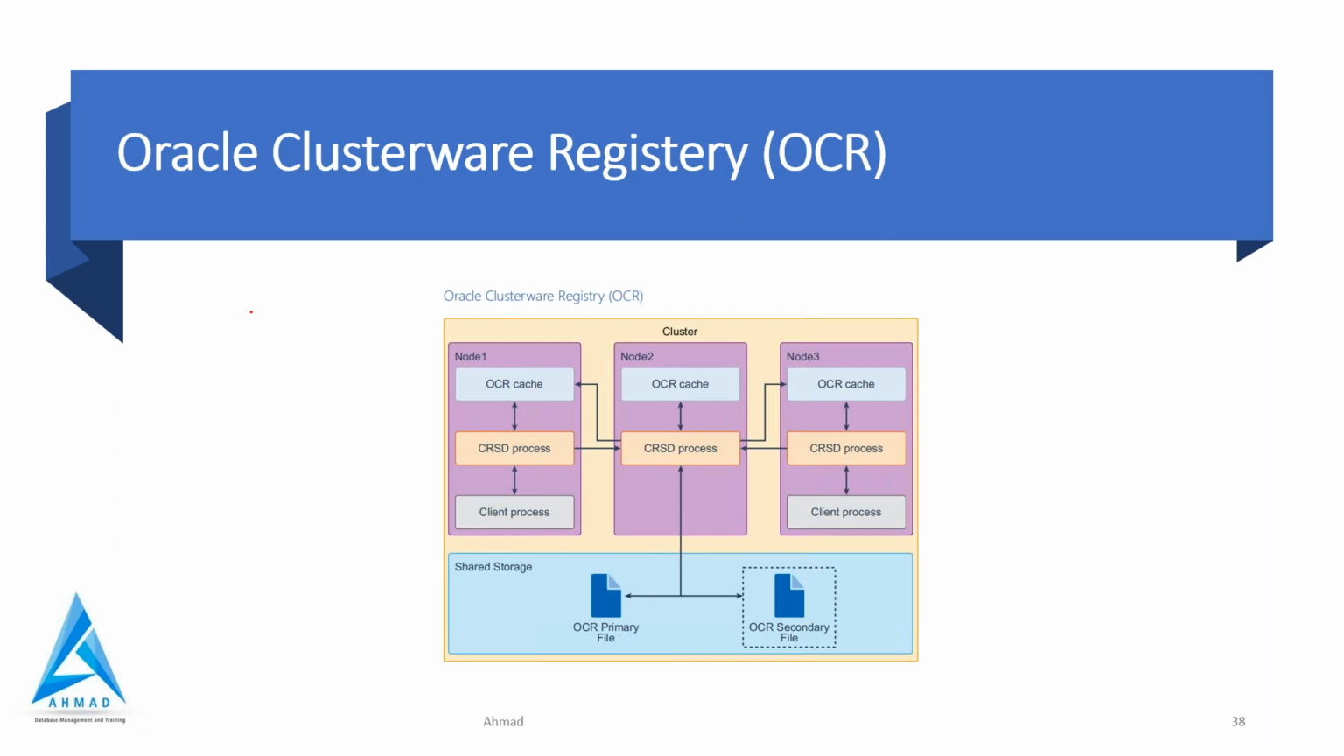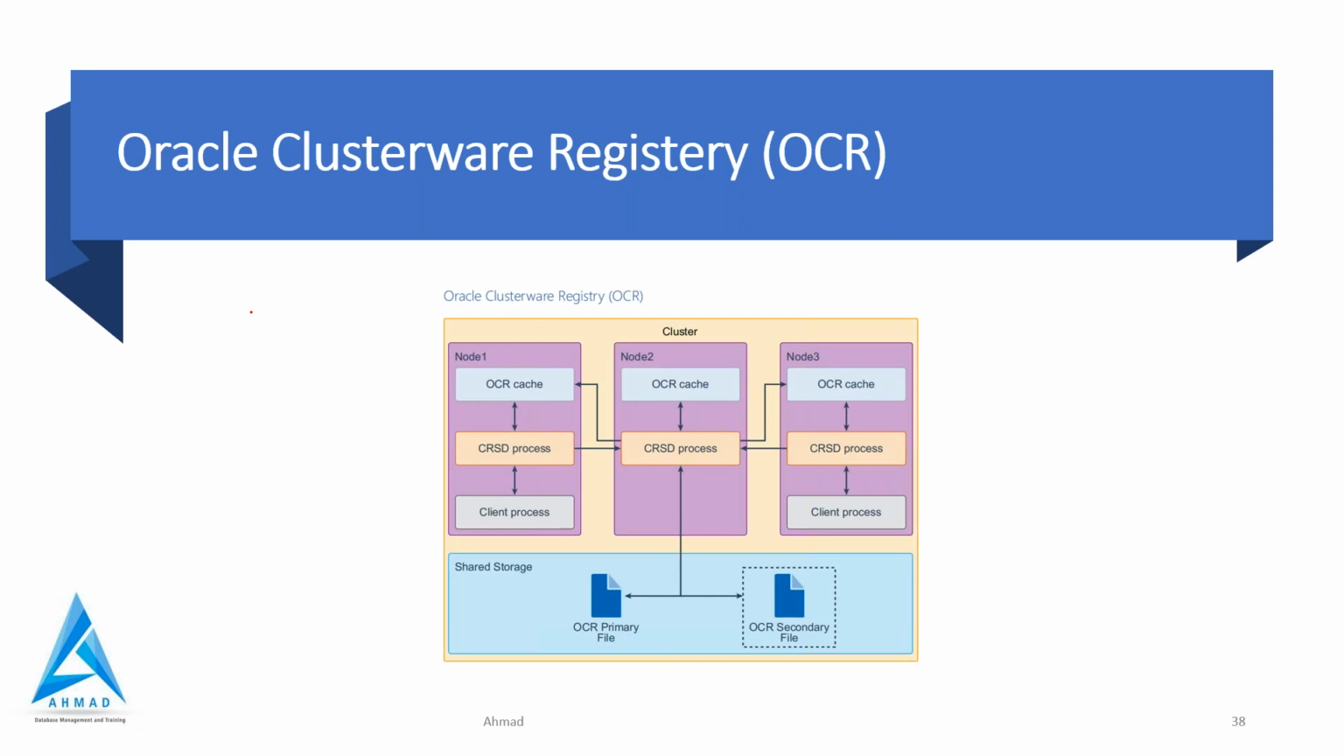5. Each OCR location must reside on shared storage that is accessible by all nodes, and OCR relies on a distributed shared cache architecture, and each node in the cluster maintains an in-memory copy of OCR along with the CRSD that accesses the OCR cache. Only one of the CRSD processes actually reads from and writes to the OCR file on shared storage. This process is responsible for refreshing its own local cache as well as the OCR cache on other nodes in the cluster.